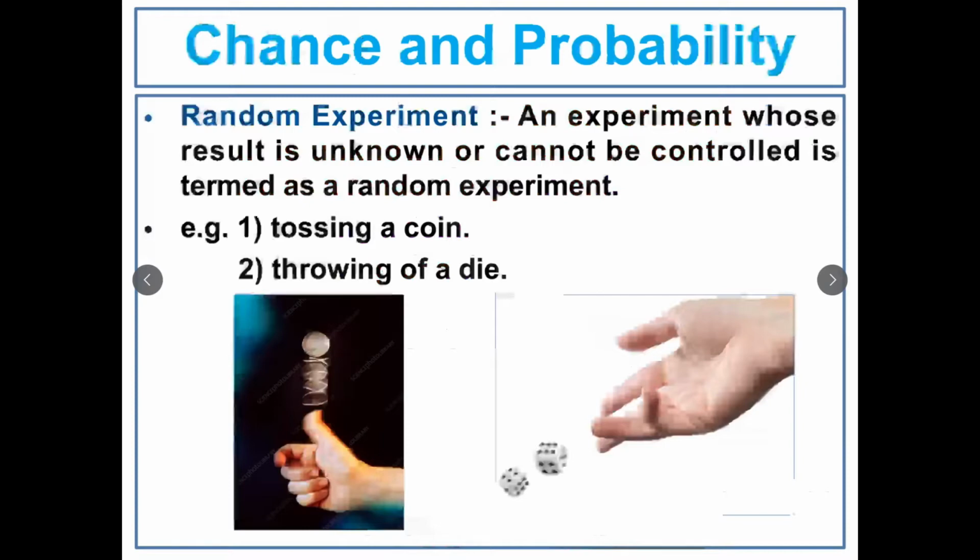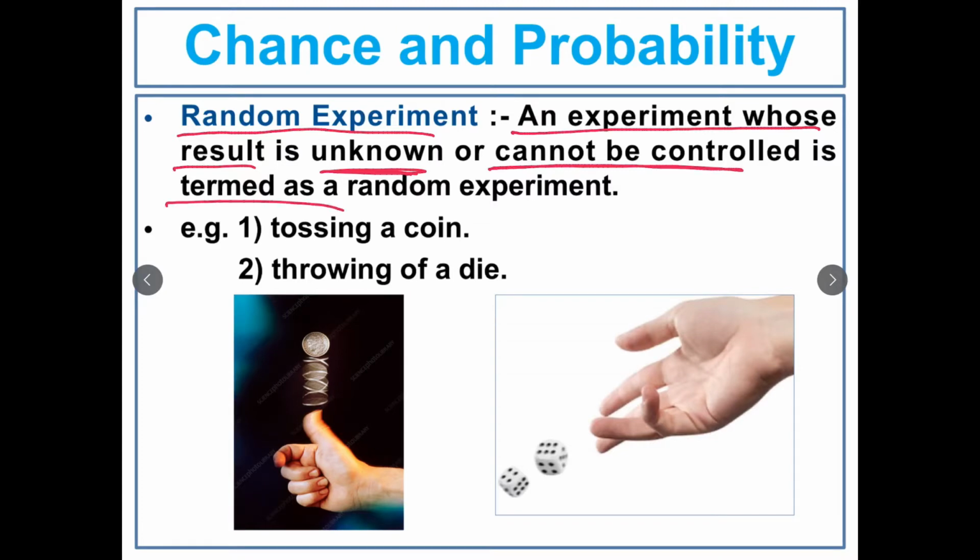So the first thing that we have to discuss here is a random experiment. A random experiment is an experiment whose result is unknown or cannot be controlled. So when we perform an experiment whose result is unknown or we cannot control the result, it is termed a random experiment. For example, if we toss a coin, we cannot control it to fall on either heads or tails. So such experiments are called random experiments.